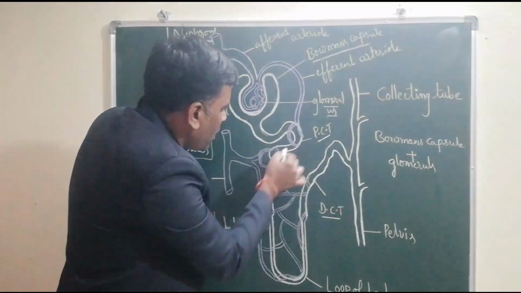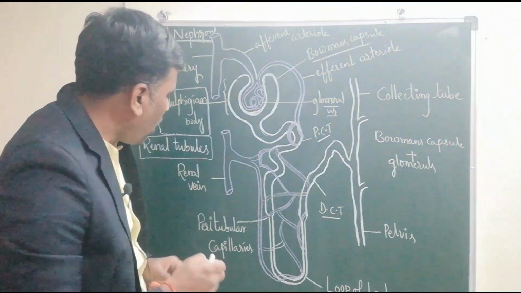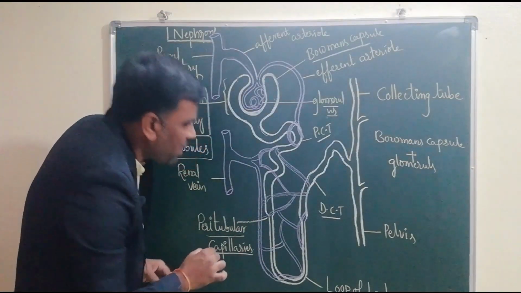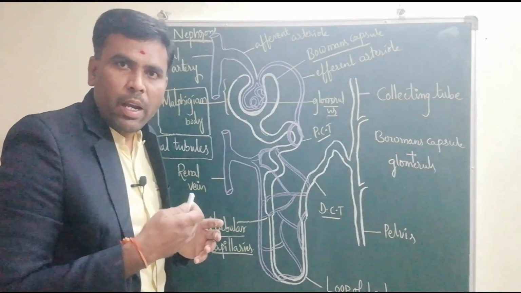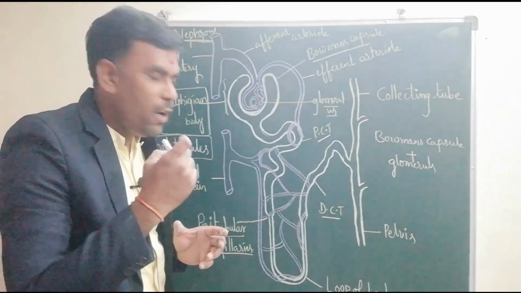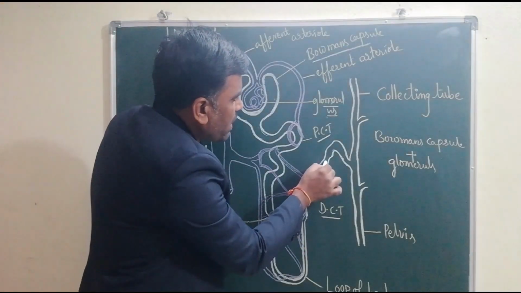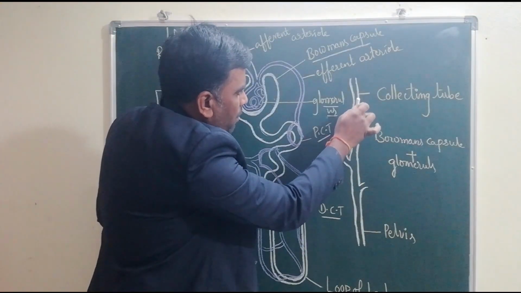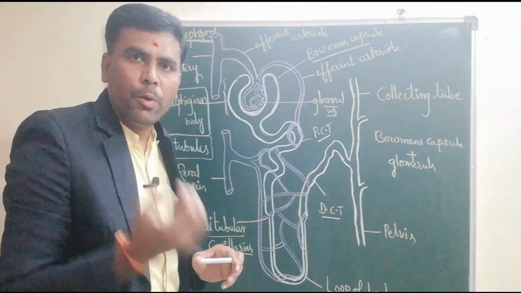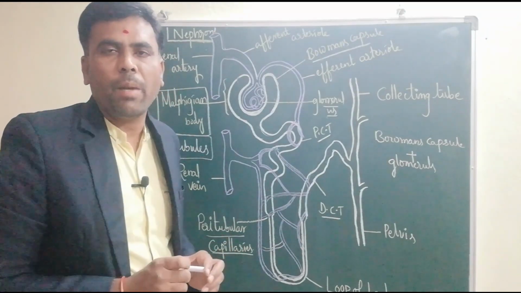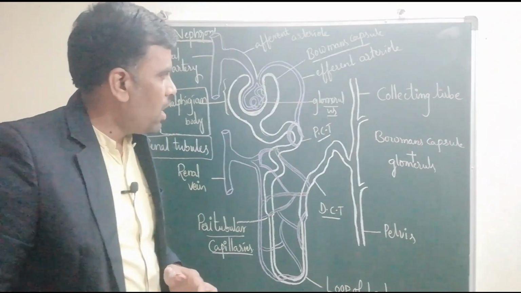These renal tubules are surrounded by fine blood capillaries, which we call peritubular capillaries. These peritubular capillaries join into the renal venule. Renal venules join into the main vein, called the renal vein. Next, the DCT opens into the collecting tube. From the collecting tube it opens into the pelvis. From the pelvis it opens into the ureters. From the ureter it goes to the urinary bladder, and from the urinary bladder to the urethra. Through the urethra it goes outside.